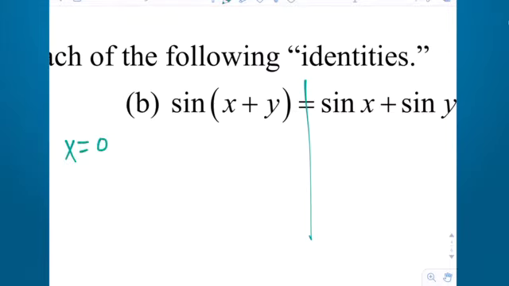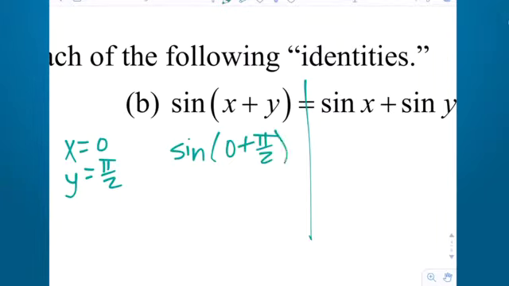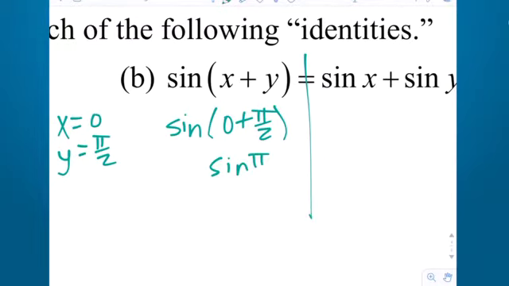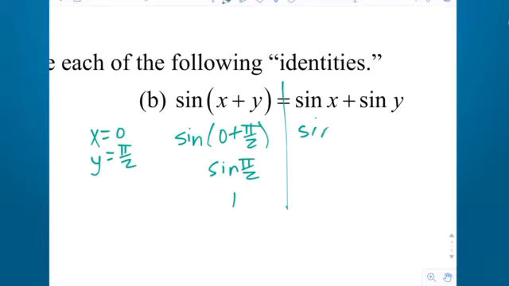Let's let x equal 0, and let's let y equal, what, pi halves? How does that sound? So on this side, I get sine of 0 plus pi halves. And that's the same as sine of pi halves, which of course is 1. And on this side, I'll get sine of 0 plus sine of pi halves. What's sine of 0? 0. What's sine of pi halves? 1. What's 0 plus 1? 1.